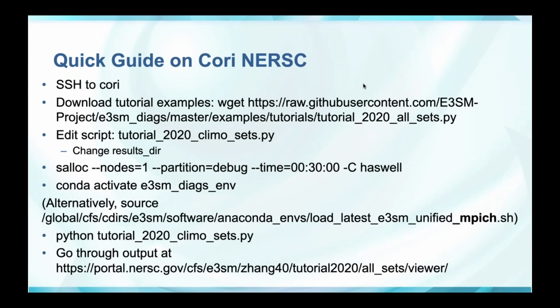It is recommended to use a compute node to run a multiprocessing program, so you need to request a node from Haswell. The debug queue wait is much shorter, so I recommend using the debug partition for trying out. Then if you have the E3SM Diagnostics environment installed, you can just do conda activate on the environment. Alternatively, you can source a pre-installed E3SM Unified environment.